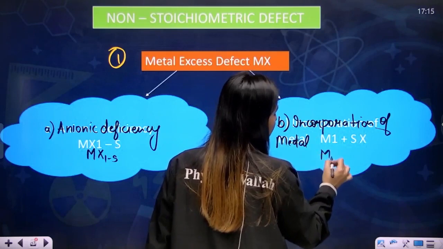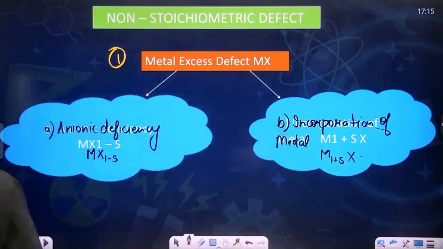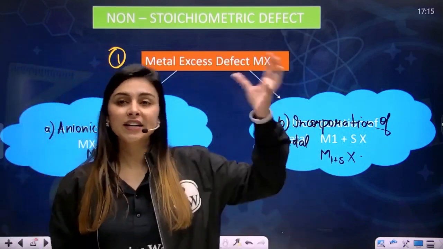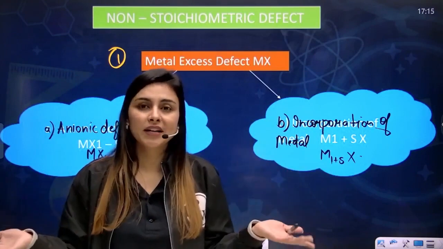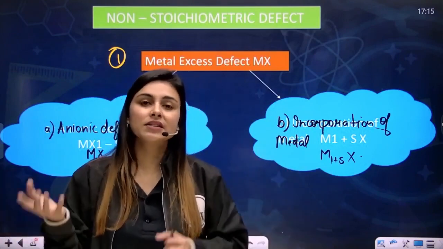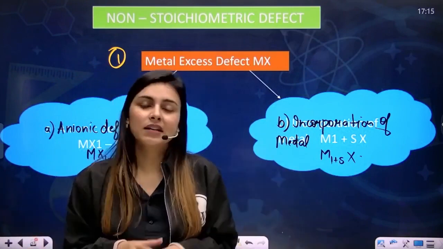That is, you had some metal, you added some, and then you had your anion. So how can a metal be in excess? A metal can be in excess in two ways. Either you have added more of the metal to it, then you had a metal excess defect, or some of the anions just left the site, and that is the reason you had some anionic deficiencies and you had more of the metal, and you said that it is a metal excess defect.